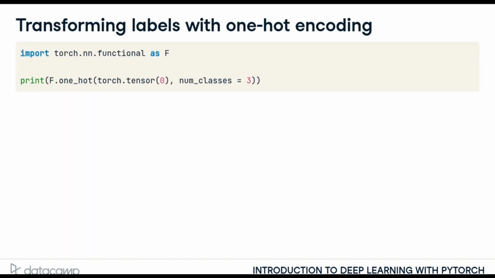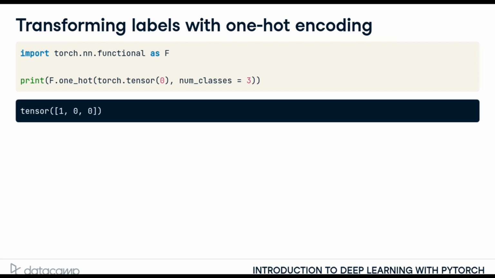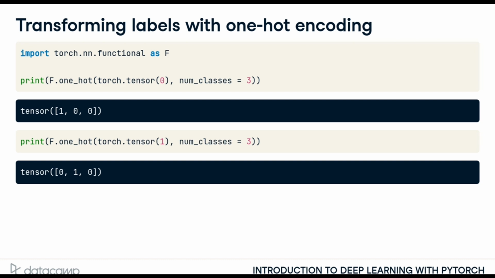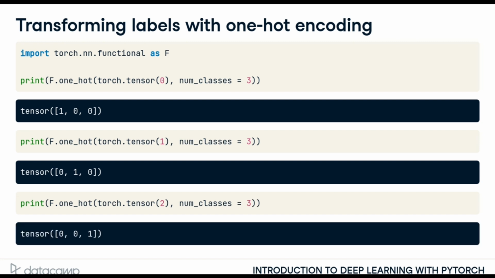We can import torch.nn.functional as F to avoid manual one-hot encoding. In the first example, ground truth is 0, the first class. We have 3 classes, so the function outputs a 3-element tensor with 1 at the first position and zeros otherwise. If y equals 1, the second class, the output tensor has 1 in the second position and zeros otherwise. Lastly, if y equals 2, the third class, the output tensor has 1 at the last position and zeros otherwise.